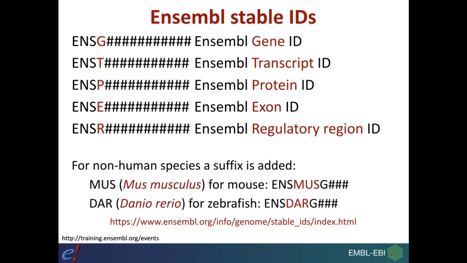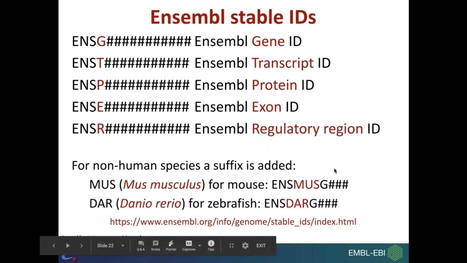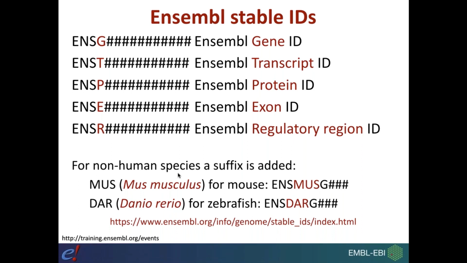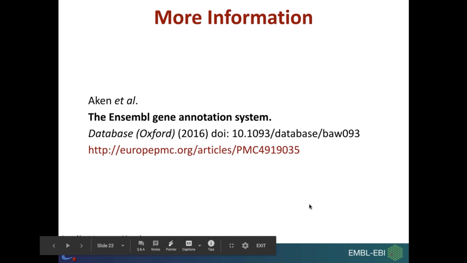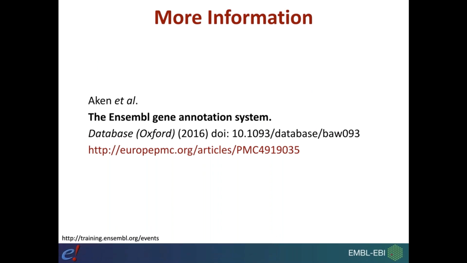And they take a certain format in Ensembl. Our stable IDs always start with ENS for Ensembl, and then we have a G for a gene, a T for a transcript, P for protein, and so on. That is followed by a number. If you don't work with human, you also see an additional 3 letters between the ENS and the G, T, and so on, which represent your species. So here, for example, you have DAR for zebrafish. If you wanted to find out more about our gene annotation system, please have a look at this publication here.